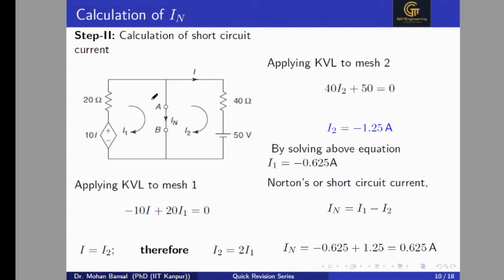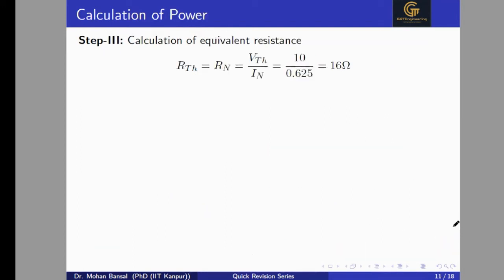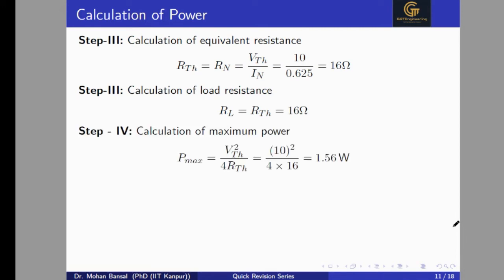In this branch, the current is IN, which is equal to I1 minus I2, because current I1 is flowing in the direction of IN and current I2 is flowing in the same branch in the opposite direction of IN. So IN equals I1 minus I2, and we get 0.625 ampere. RTH can be calculated by VTH divided by IN, that is 16 ohm. Now load resistance is equal to RTH, and maximum power is VTH squared divided by 4 RTH, which can be calculated. And this is the equivalent circuit for maximum power.